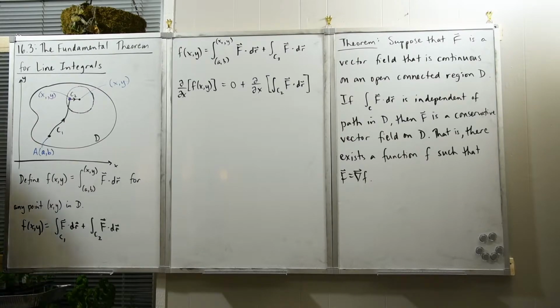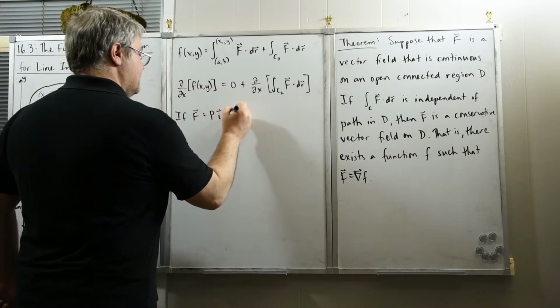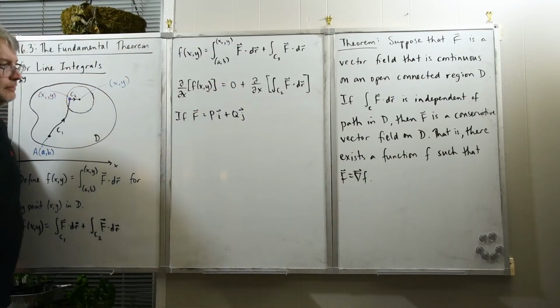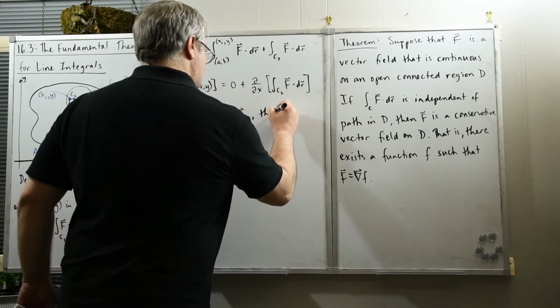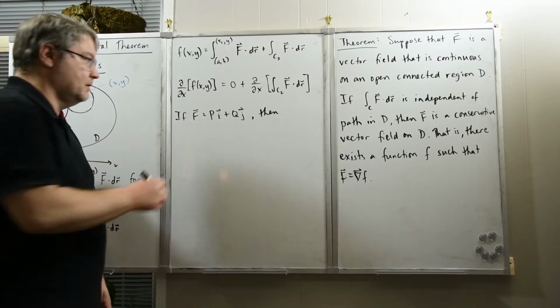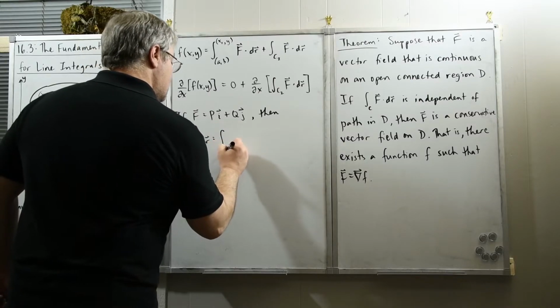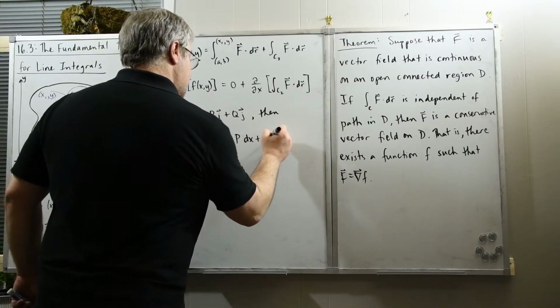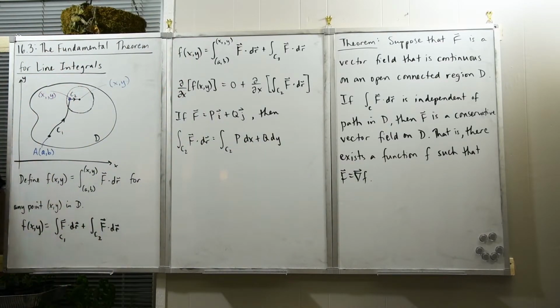Now, let's suppose that f is equal to P i plus Q j. Now, if f is equal to P i plus Q j, then one thing we know is that this line integral of f along C2 is going to be the same thing as the line integral of P dx plus Q dy along C2. Something we saw in the previous section.